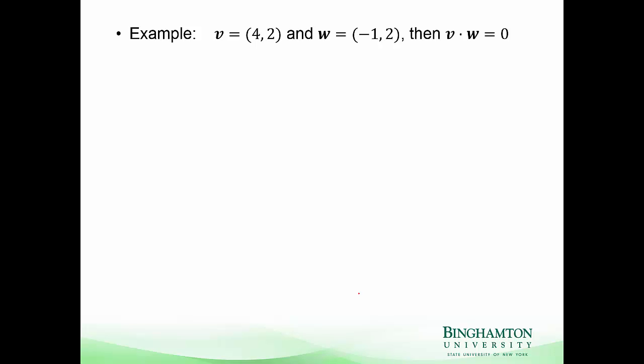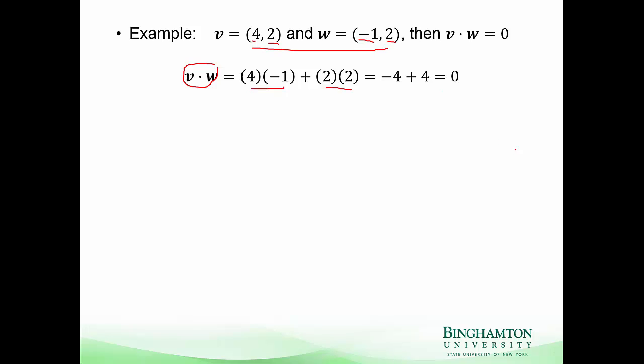So here's an example. Here's our two vectors. If you calculate their inner product, you take 4 times -1, which gives you -4. Take 2 times 2, which gives you +4. So -4 plus 4 gives you 0. So the inner product between these two vectors is equal to 0. If we were to change those vectors, we could get some other value for their inner product.